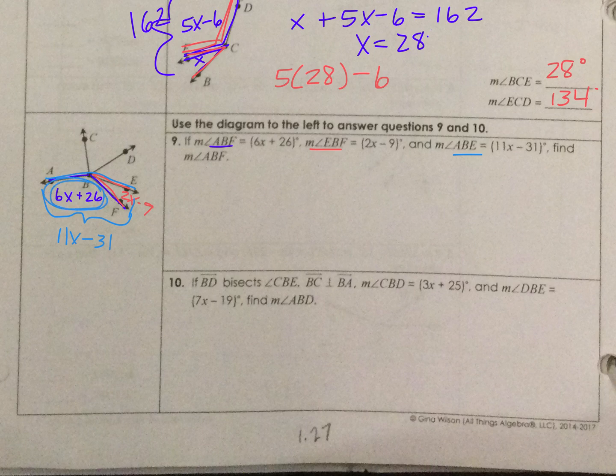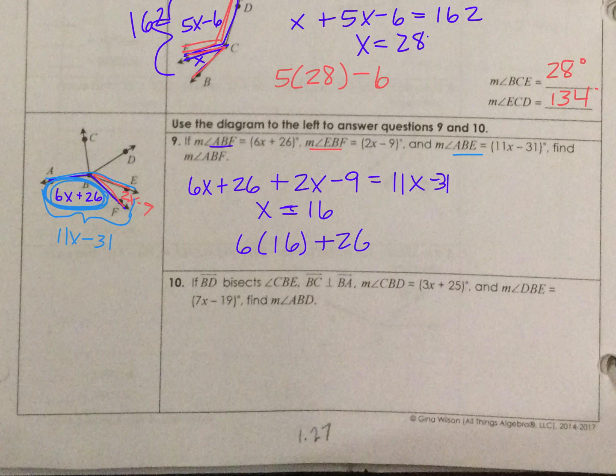So we're going to plug into that one when we're done. So part plus a part is our whole. So 6x plus 26 plus the red part, 2x minus 9, equals the whole thing we're talking about just in this problem, 11x minus 31. Type that into your equations app. You'll get x equals 16. And then I'm looking for 6 times 16 plus 26. That'd be 122 degrees.